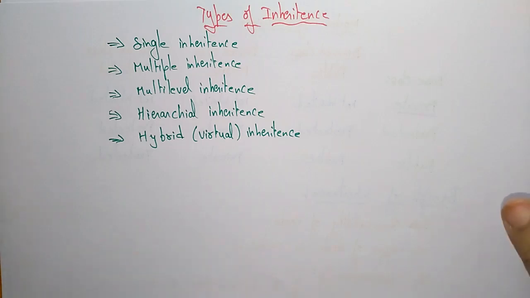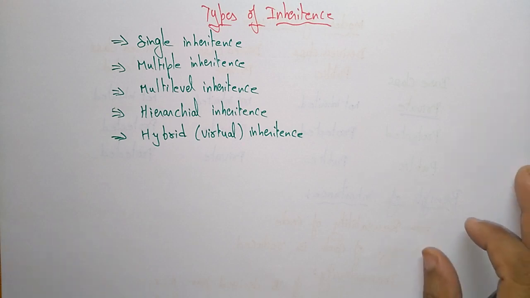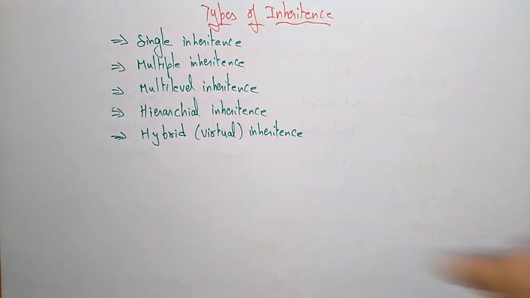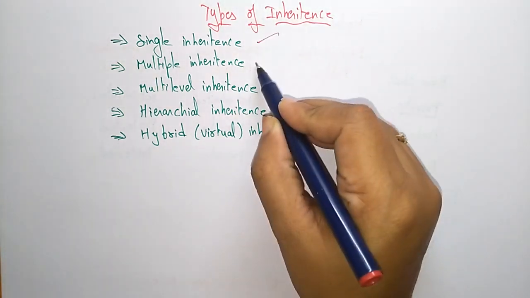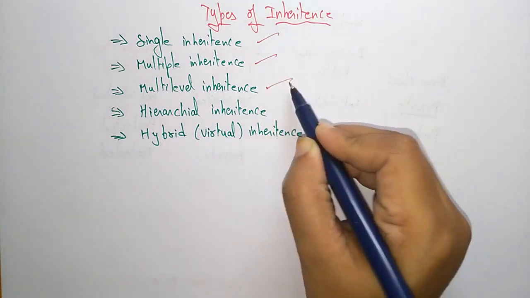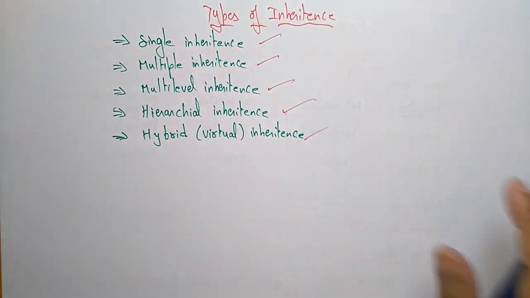Hi students, coming to the next topic, that is types of inheritance. In the previous video I explained what inheritance is and what the modes of inheritance are. And now let us see the different types of inheritance. The different types of inheritance are single inheritance, multiple inheritance, multi-level inheritance, hierarchical inheritance and hybrid inheritance. So let us take them one by one.